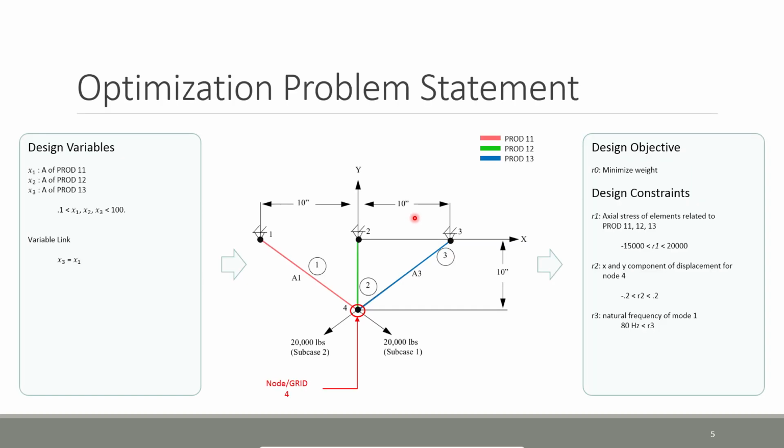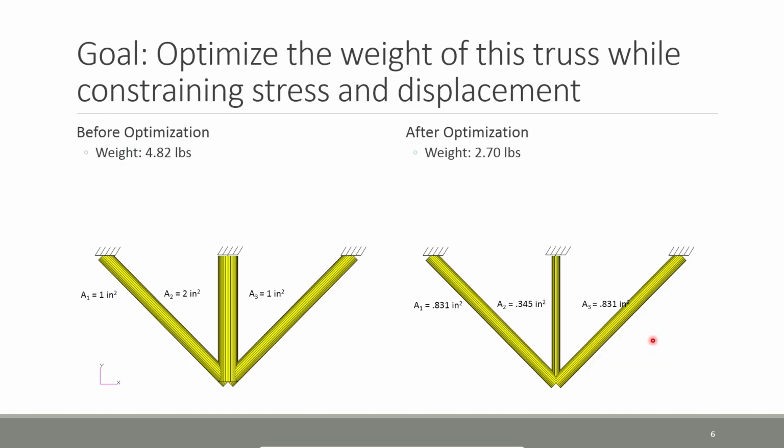On this slide is just a quick overview of the optimization problem statement. We are going to vary the cross-sectional areas of the truss members. We are going to try and minimize the weight as much as possible while satisfying both stress and displacement constraints. Since we are performing a multidiscipline optimization, we have this second analysis type constraint. Here we want to make sure that the first natural frequency is above 80 Hertz.